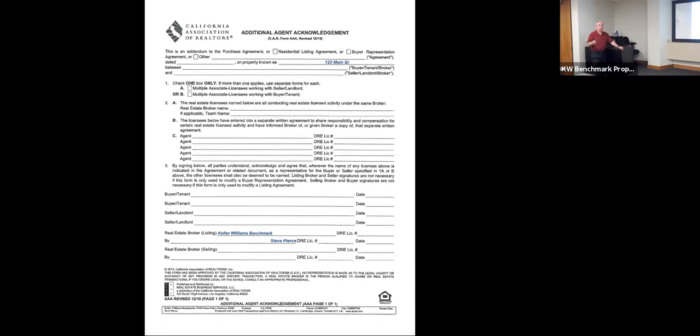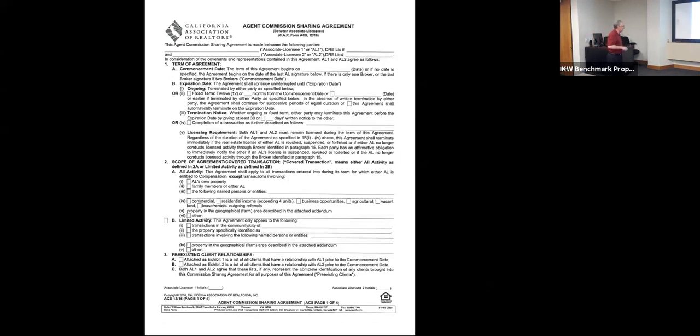Next is if you have multiple agents within the same office that are going to work either a listing or a buyer. You've got an additional agent acknowledgement where you list the different agents who are working it. We have that in this office. We have deals where there's more than one agent working it.